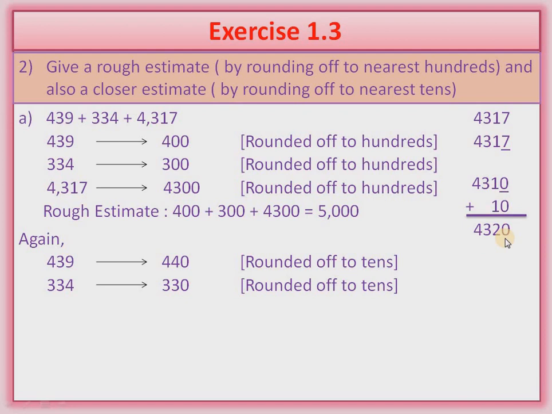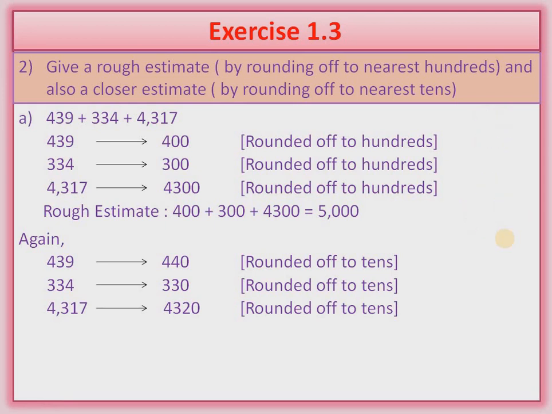Understood? Okay. Now after that, what do we have to do? We will add all the numbers. Understood? Okay. So the closer estimate is equal to 5090 and the rough estimate is equal to 5000. Understood? Now we will move on to the next question.